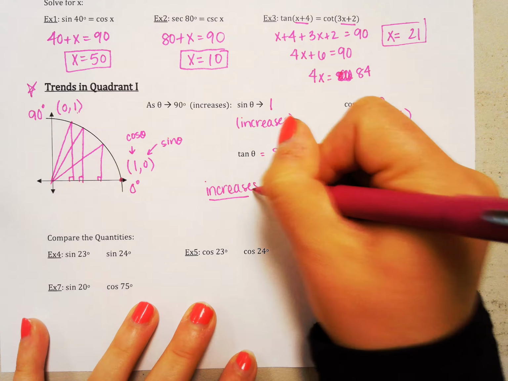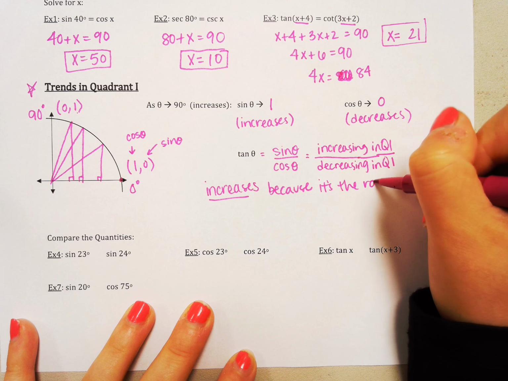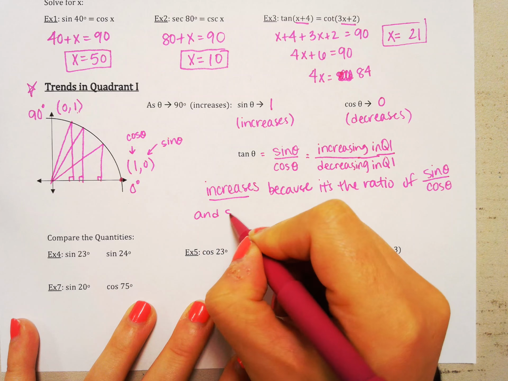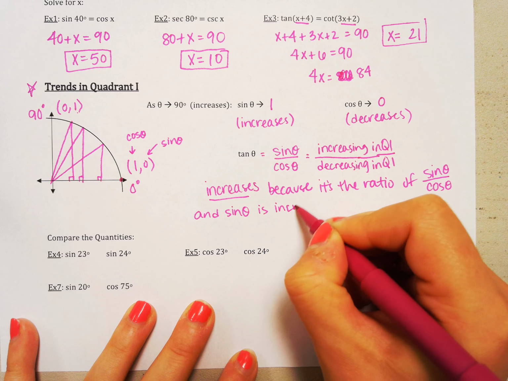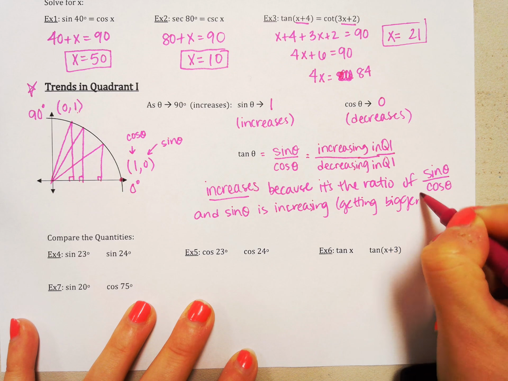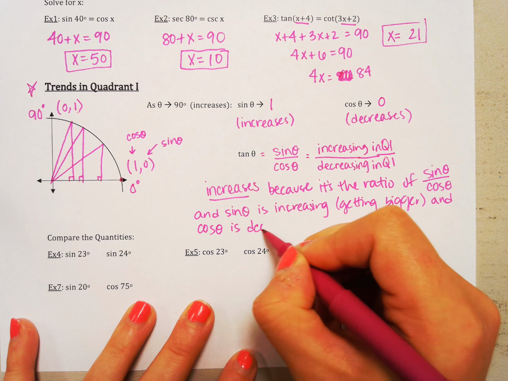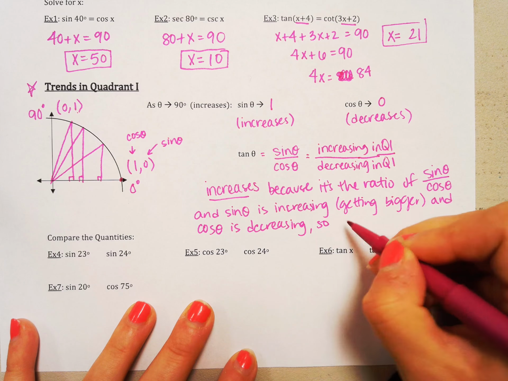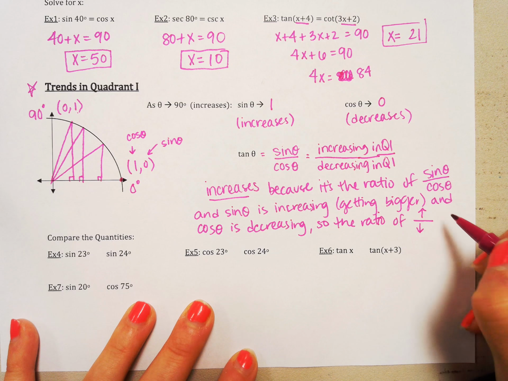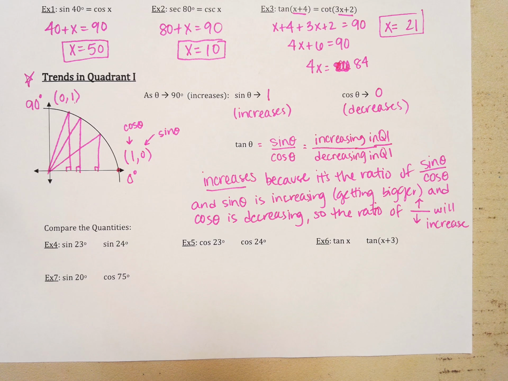So tangent increases because it's the ratio of sine over cosine, and sine is increasing, getting bigger, and cosine is decreasing, so the ratio of increasing over decreasing will increase. Will get bigger as well. So again, that might be something that you might have to explain.